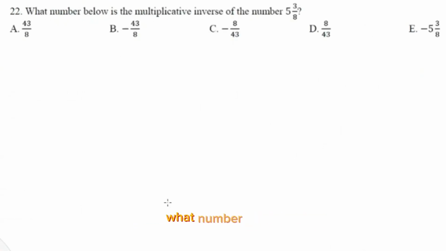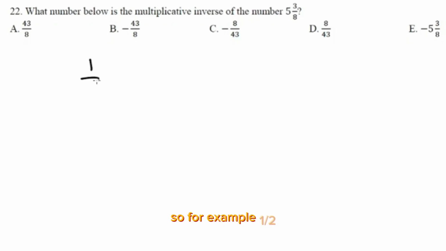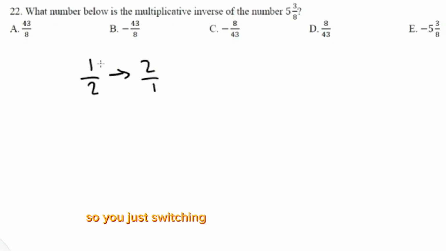Next, what number below is the multiplicative inverse of the number 5 and 3/8? The multiplicative inverse is nothing but the reciprocal. The reciprocal is just when you flip the fraction around. For example, the reciprocal of 1/2 is just 2 over 1. You're just switching the number on the bottom and the top.